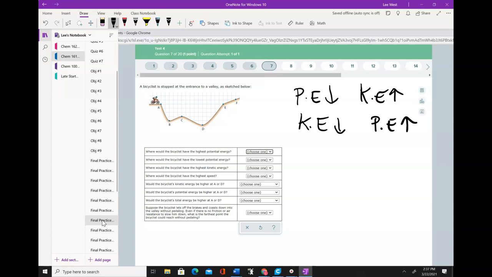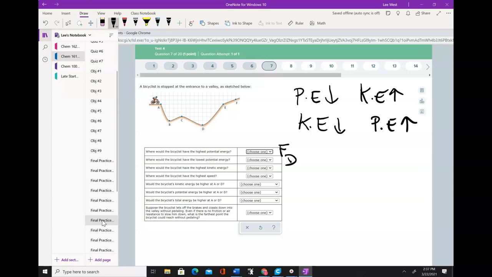Now, if they actually pedaled, the highest point above the ground there would be F. They couldn't roll to F because the highest they can roll is to E. But if they pedaled a little further, they could get up to F. So F is where they would have the highest potential energy. They would have the lowest potential energy at the very bottom of the valley, so at D.